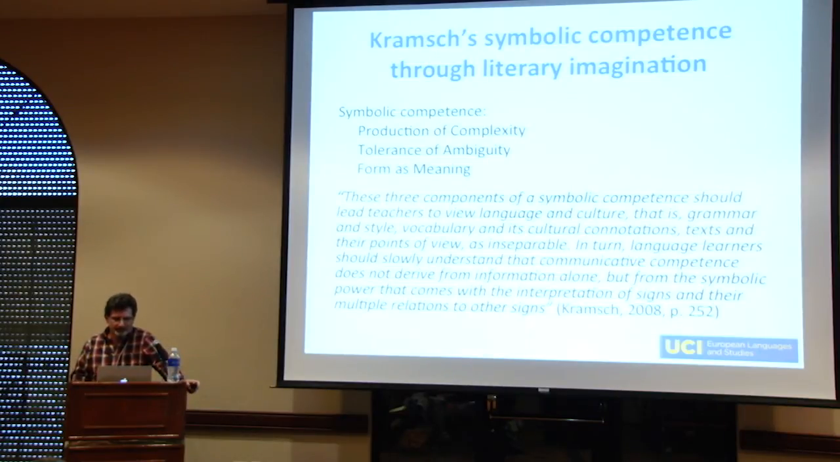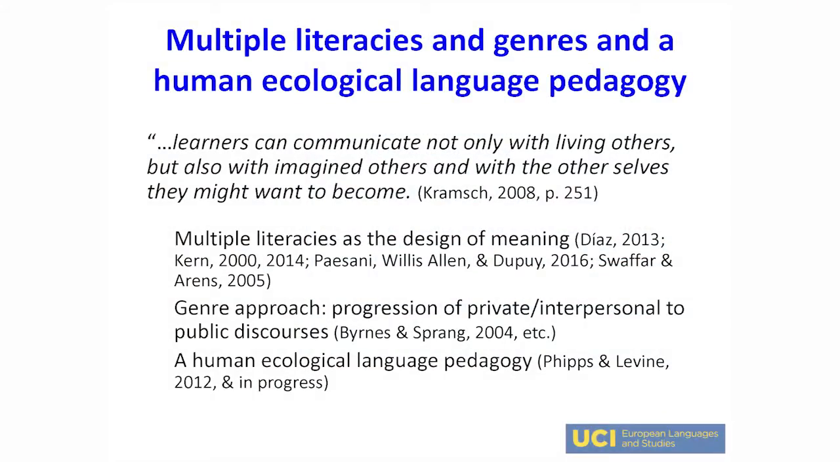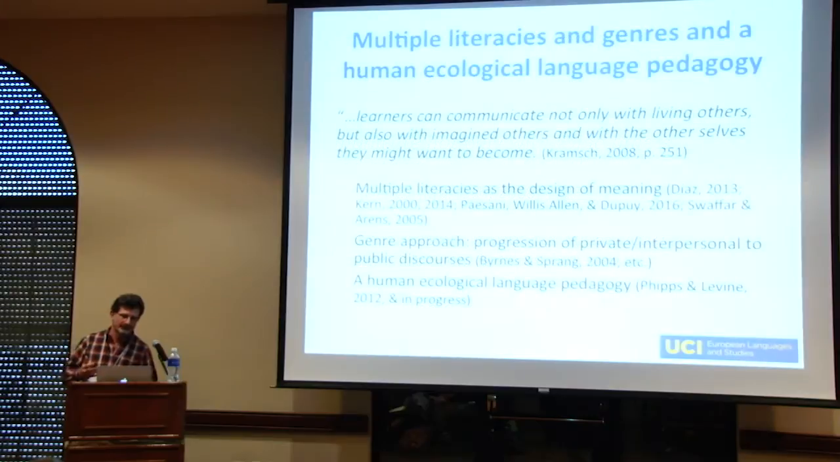In turn, language learners should slowly understand that communicative competence does not derive from information alone, but from the symbolic power that comes with the interpretation of signs and their multiple relations to other signs. What I don't have here is one of the solutions she offers, which is actually through contested, conflicted cultural products such as literature. So for Kramsch, this means engaging the literary imagination.